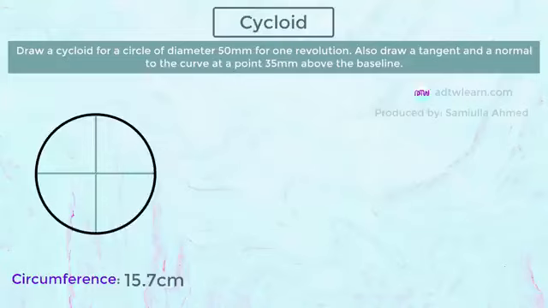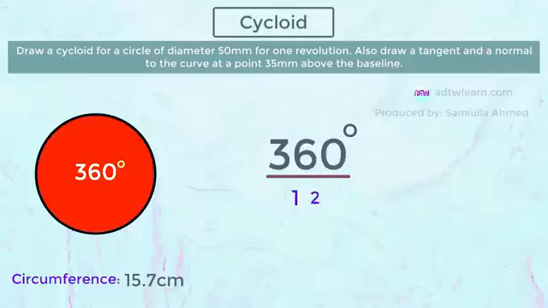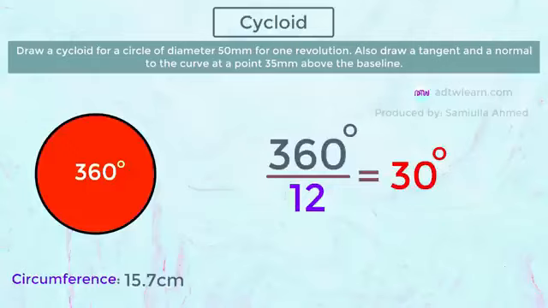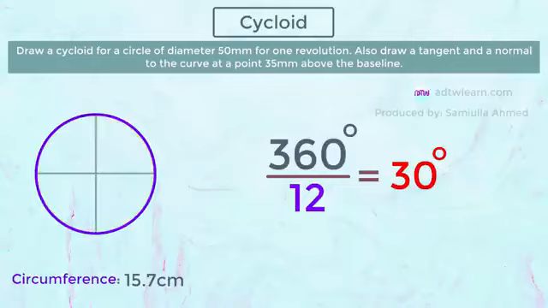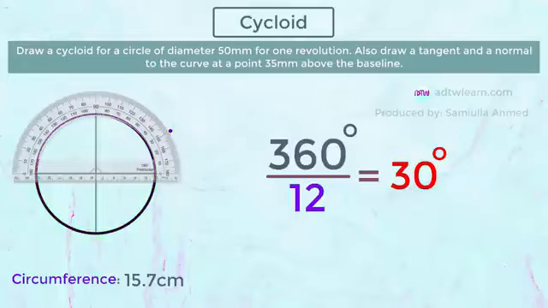To get 12 equal parts, we know that the full circle has 360 degrees, therefore, we do 360 divided by 12, which gives 30 degrees. There will be 12 sectors of 30 degrees each. By using the protractor, divide this circle into 12 parts. So, mark 30 degrees here, next 60 degrees, 90 degrees, like this go on increasing by 30 degrees. Next, 120 degrees, 150 degrees, and 180 degrees.